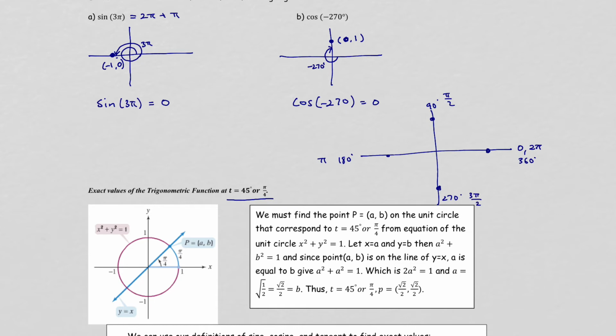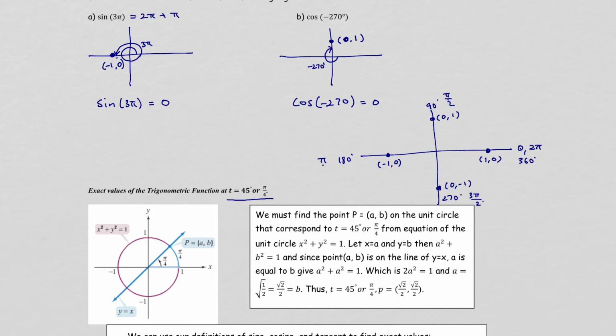This point is going to give you 1 and 0. This point is going to be 0 and 1. This point is going to be negative 1 and 0. And this is going to be 0 and negative 1. So these are important measurements because you get to use them all the time. 0, 2 pi, pi over 2, pi, or 3 pi over 2. You're going to use them all the time.